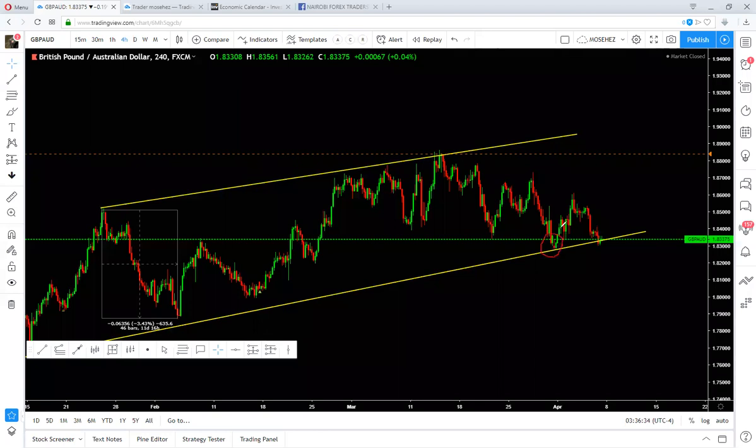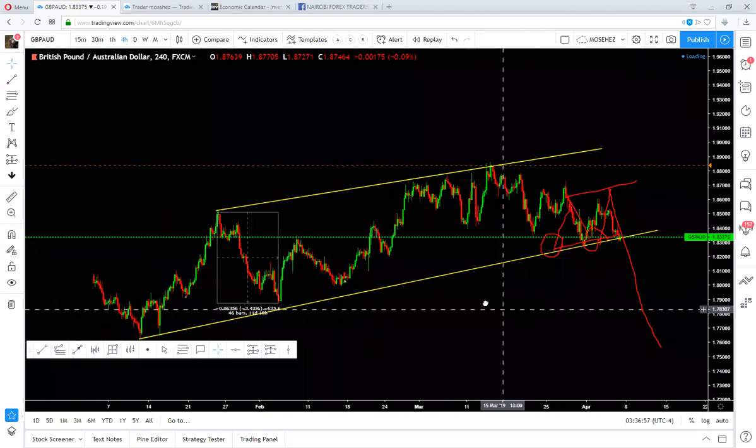So it did correct. It came down, but it is still not coming down aggressively. So expect one more move up. So that correction, then that is the move I'm looking for. That is the move we are looking for.